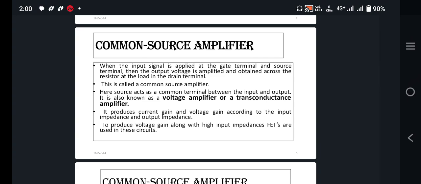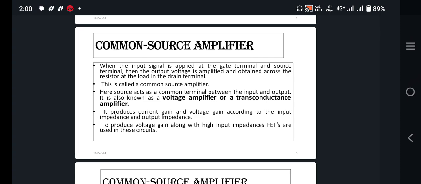In a common source amplifier, the input signal is applied at the gate terminal and the source terminal. The output is amplified and obtained across the resistor at the load in the drain terminal. This is called a common source amplifier. Here, the source acts as a common terminal between the input and output. It is also known as a voltage amplifier or transconductance amplifier.